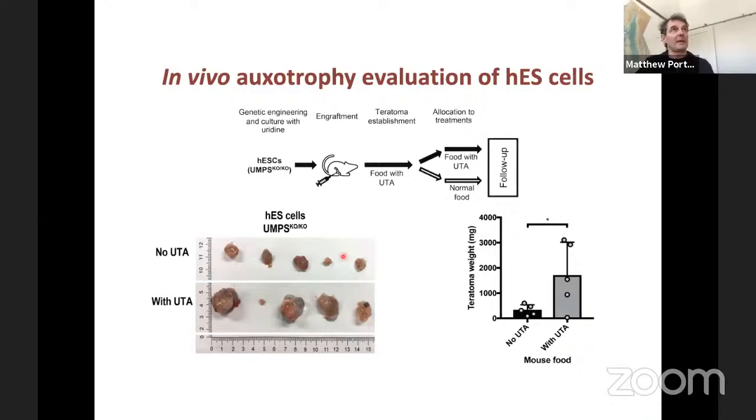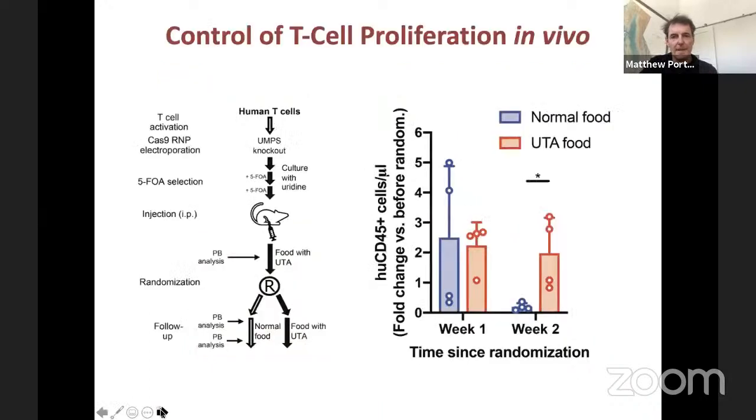And this becomes both an interesting bug and perhaps an interesting feature, because it means your cellular product is still there if one wanted to reactivate it, but it is under control because it is unable to proliferate. And then the final example is in T cells, where again, a very similar model, creating UMPS knockout T cells, injecting them into mice, allowing them to grow, and then removing the uridine triacetate from one cohort and keeping uridine triacetate in the diet of the other cohort.